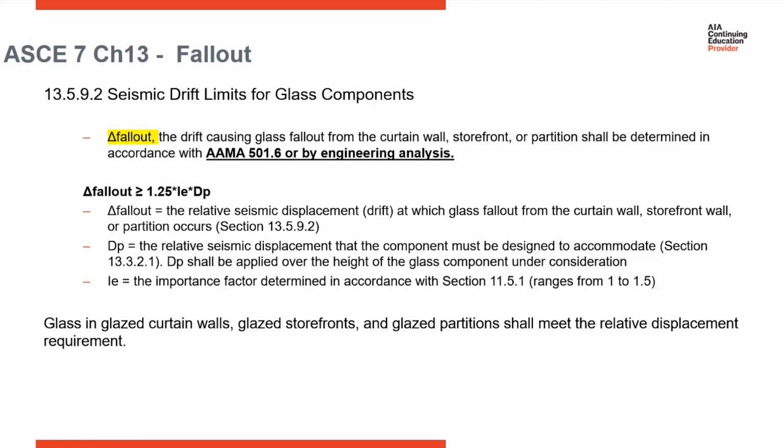So your delta fallout must be greater than 1.25 times your importance factor, which would range from 1 to 1.5, times your relative seismic displacement. And all glass in a curtain wall or storefront system will need to meet that relative displacement requirement.